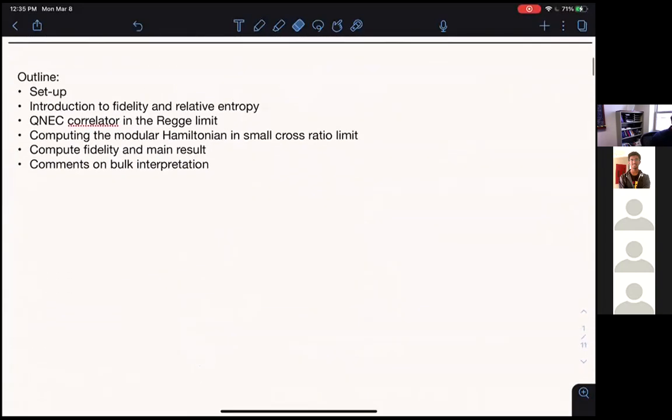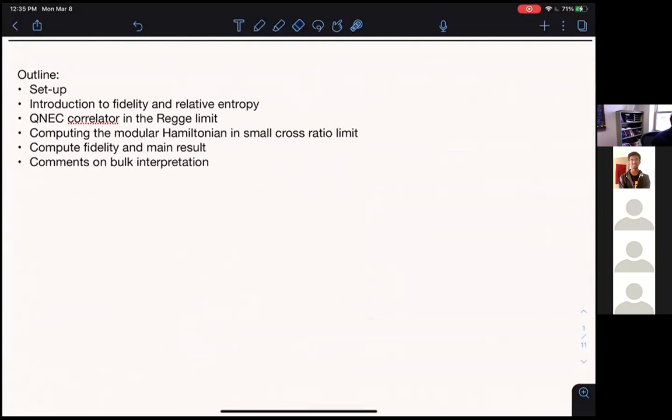Okay, so the outline is I'm going to explain the setup, which should explain the picture that I just drew a bit better, and then I'm going to explain some quantum information ideas that we're going to use to compute various measures of when a particle is in the entanglement wedge or not. That will lead us naturally to considering a specific modular flowed correlation function, which was used in the proof of the quantum null energy condition. And we'll try and compute that correlator in a limit that hasn't been computed before, namely this Regge limit, which is a specific kinematic regime for correlation functions, which I will also explain.